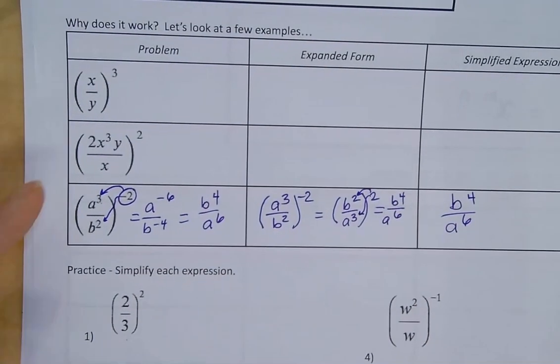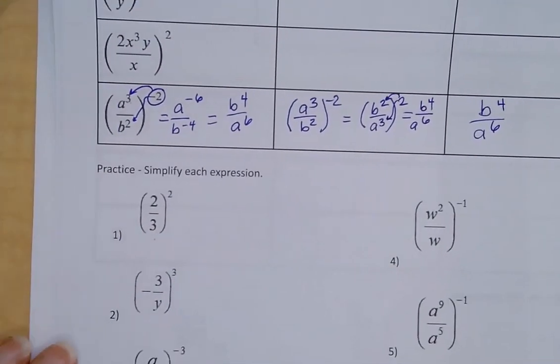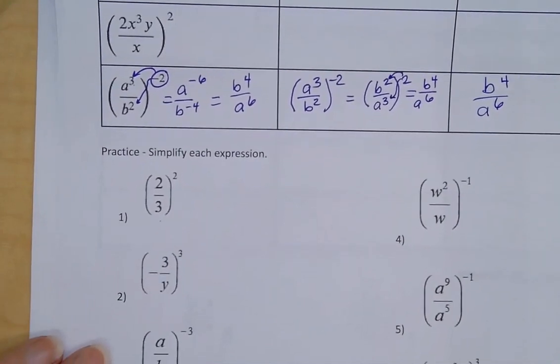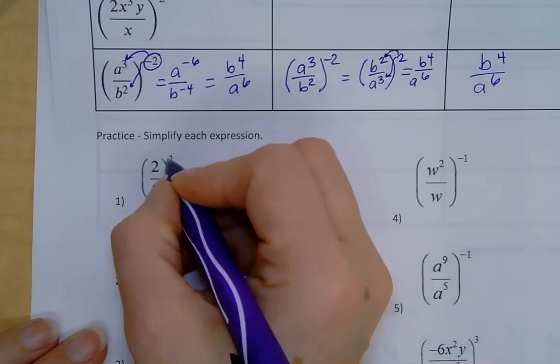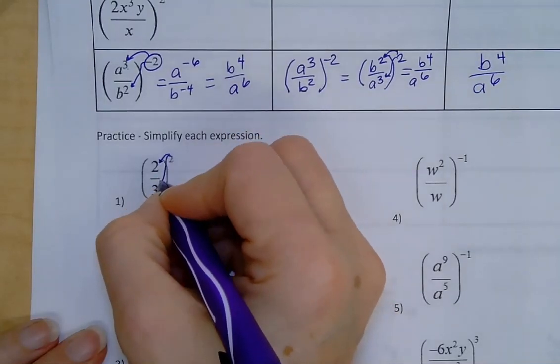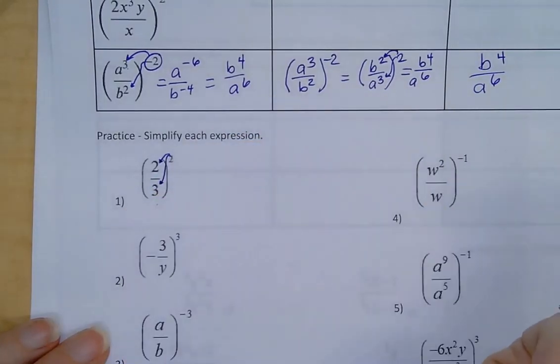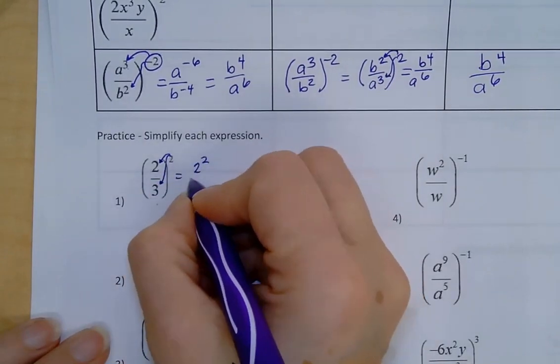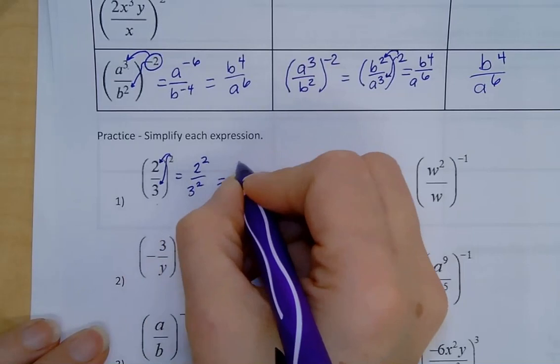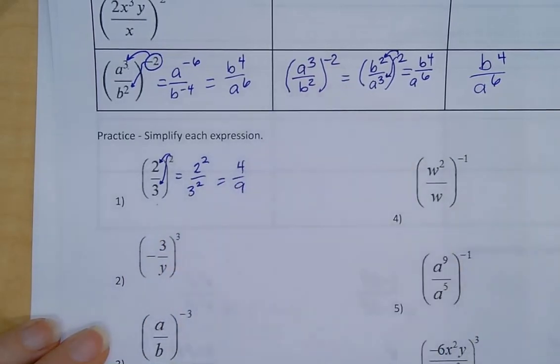Okay, so we're going to use all of our rules here when we're dividing with monomials. And so I'm going to distribute this outer exponent to the inner exponents. Even if I can't see them, I'm still going to have to distribute. So this is going to be 2 squared over 3 squared, which equals 4 over 9.